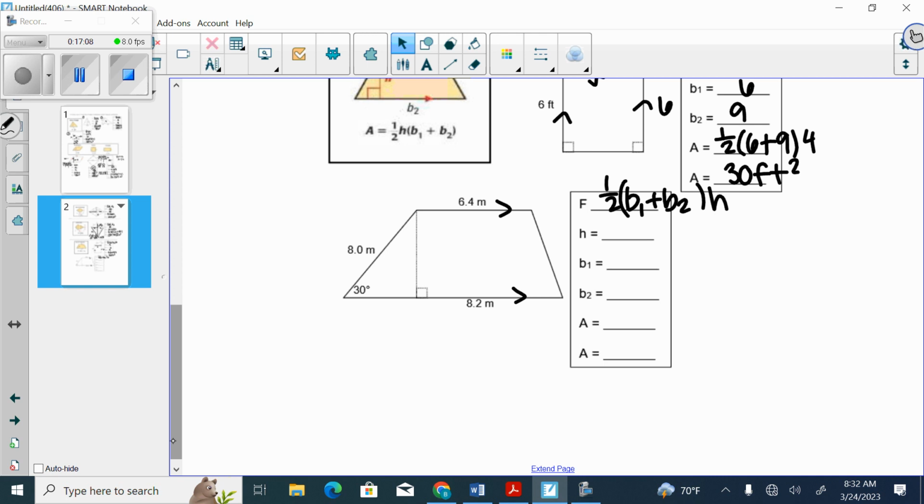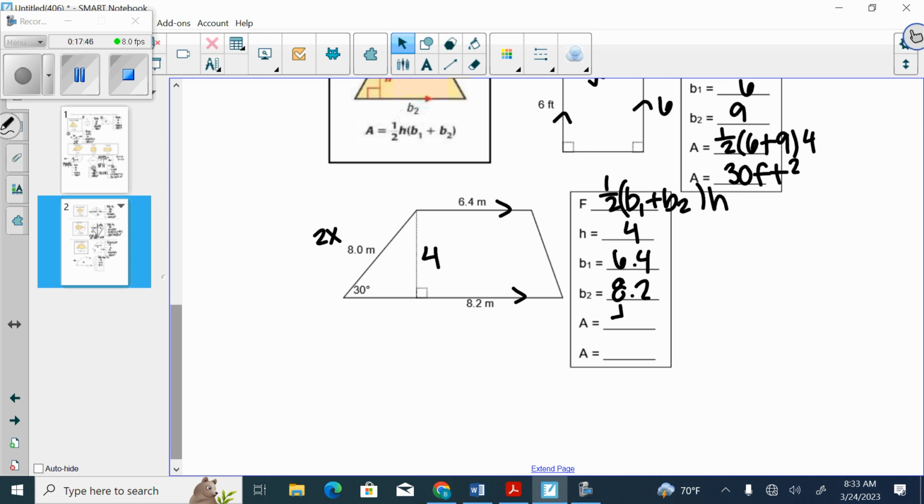30, 60, 90. Okay, and the height, is it going to be the x square root of 3, or the 2x? X, right. And which piece did they give us? 2x. All right, so if 2x is 8, what is x? So we know that our height is 4. All right, and what was base 1? Good. And base 2? 8.2. All right, so now I just need to substitute that information in.